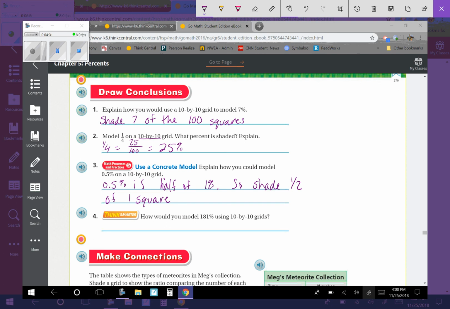How would you model 181% by using 10 by 10 grids? So you would shade 1 complete grid, which would model 100%. Then you have the 81% left. So you would also shade 81 squares of the second grid.